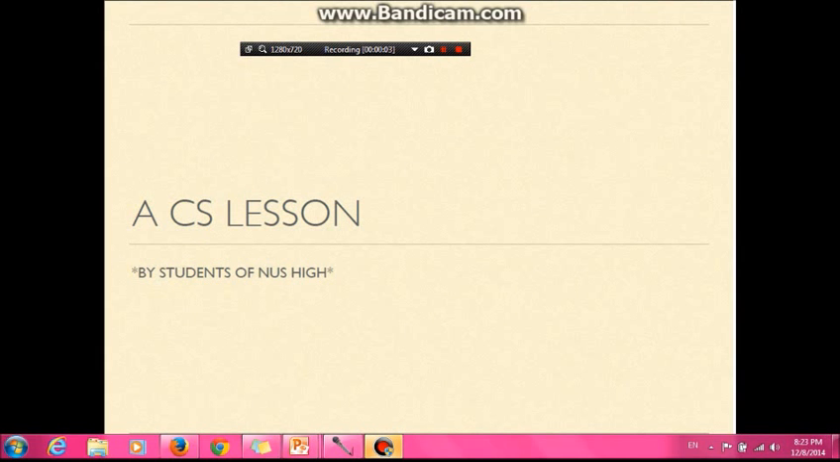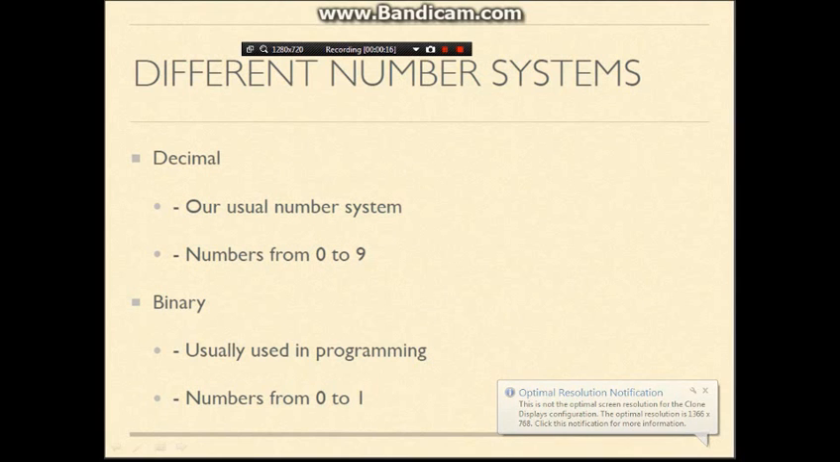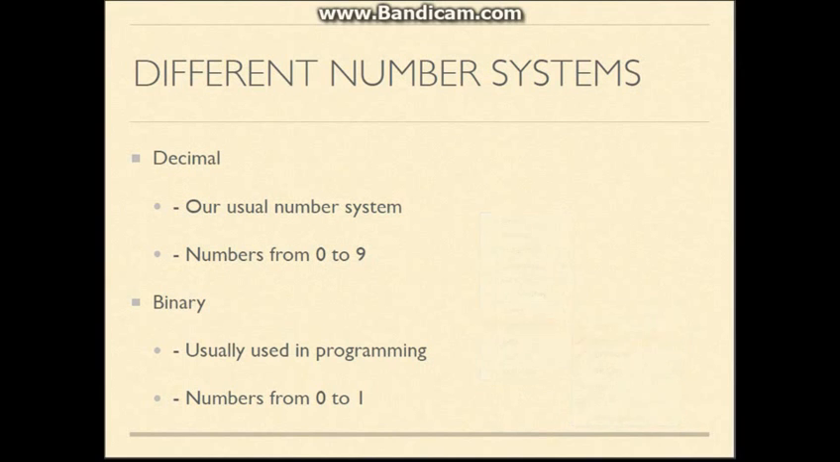Today, I will be having a presentation on different number systems. It is brought to you by the students of NUSI, Abiza, Raphael, Marcus, and Aryan. I shall start with the decimal system, a system which we are all familiar with. It is a system we usually use, and it ranges from the number 0 to 9. Next is binary, which is usually used in programming, and most of you probably know it as well. It uses the numbers 0 to 1.